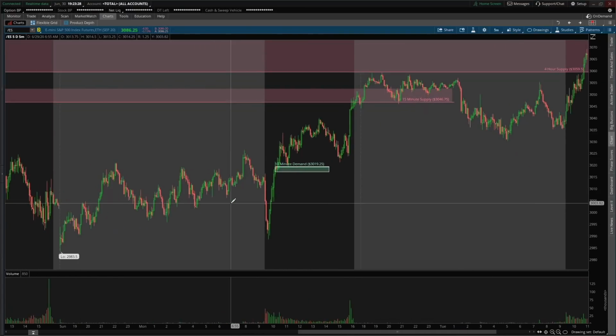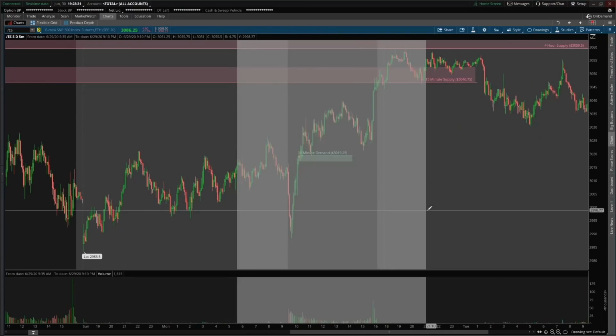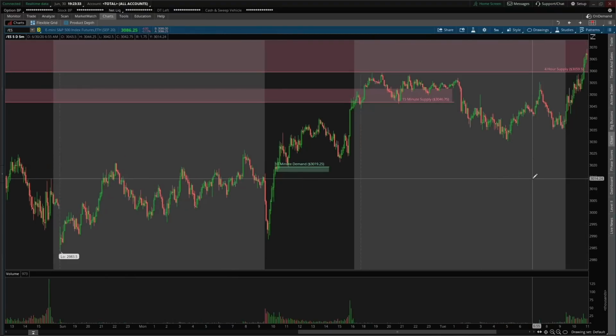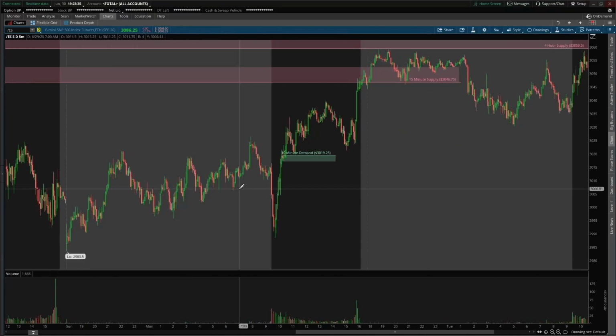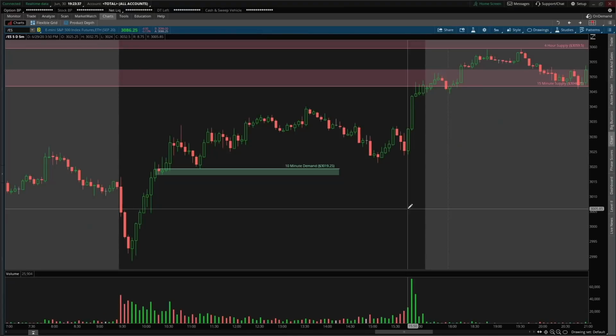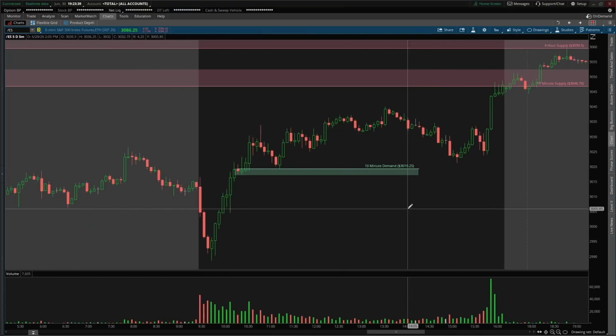And going over to yesterday, now you have zones that form intraday. So you have a pre-market plan and you have zones that also form intraday. So it's very important for you to scan through your lists and find imbalances, supply and demand zones that form as the day is moving on.